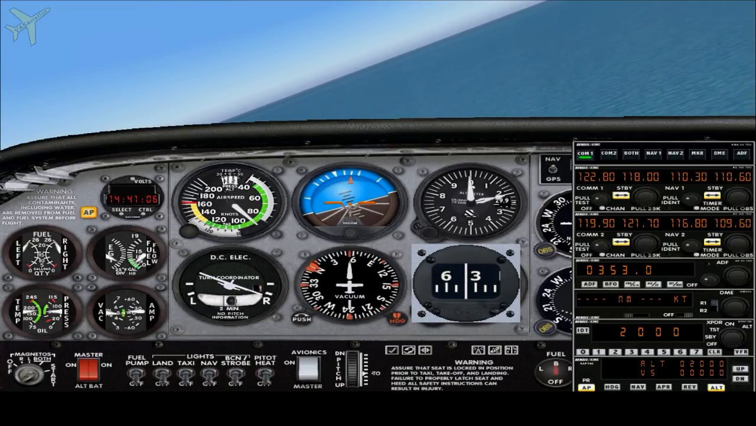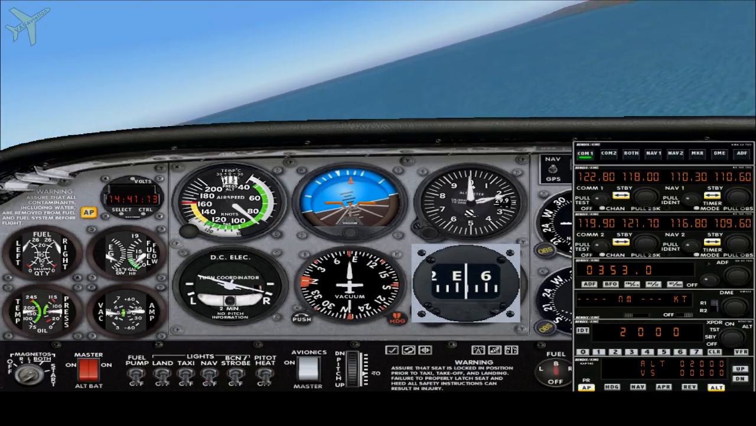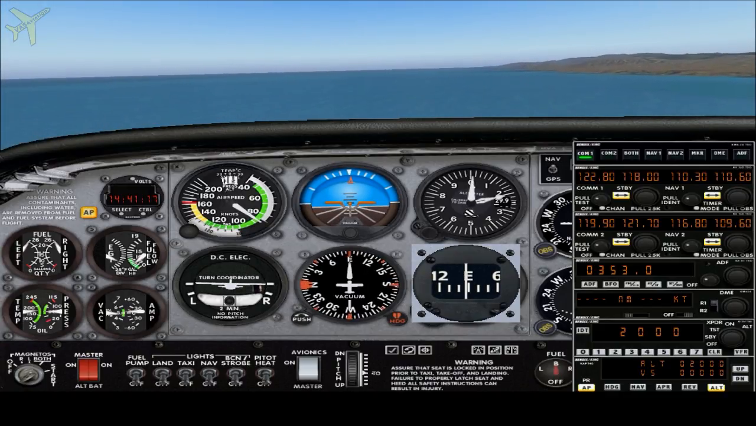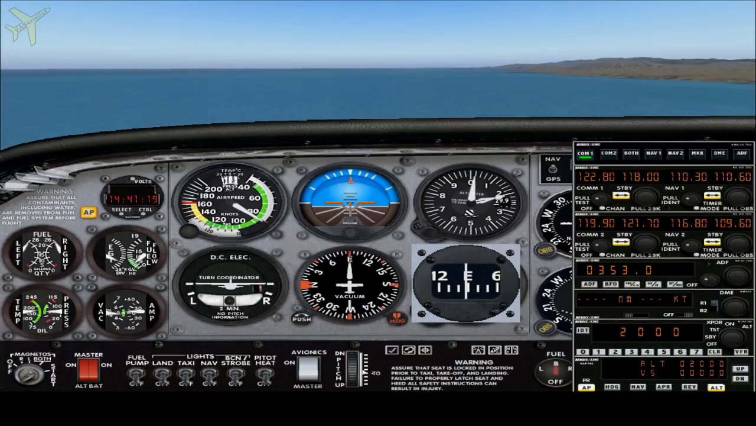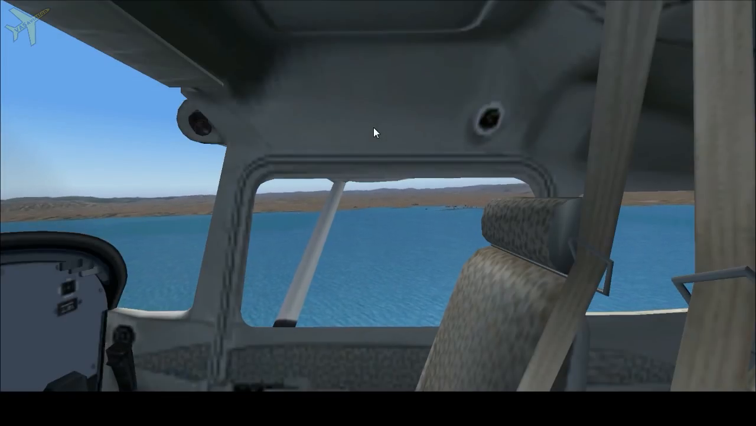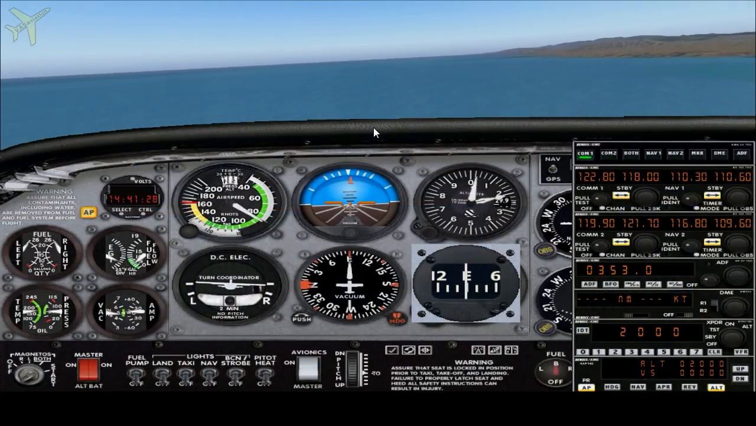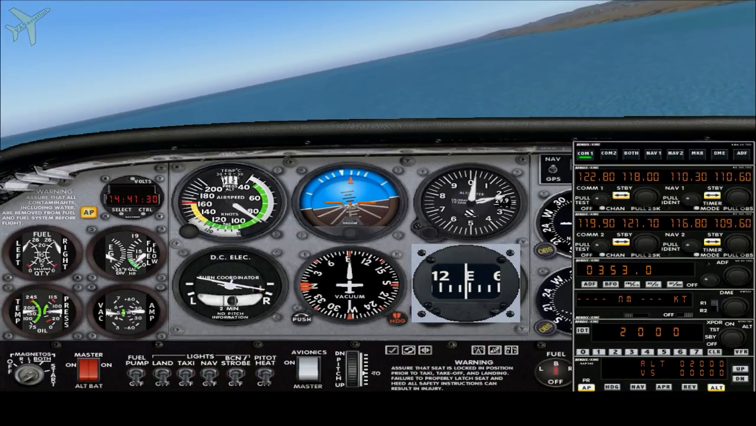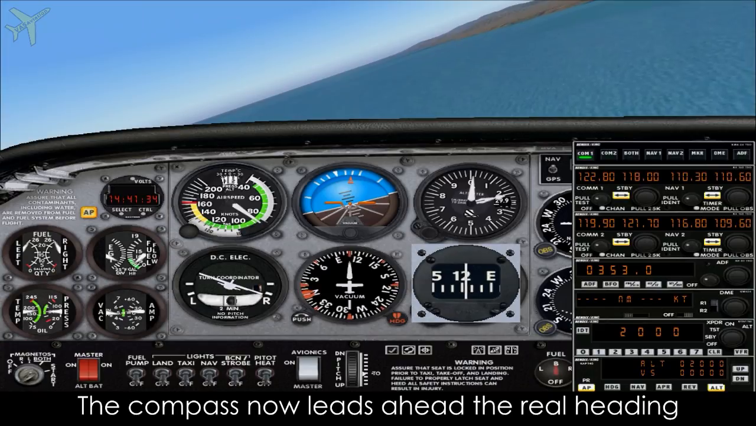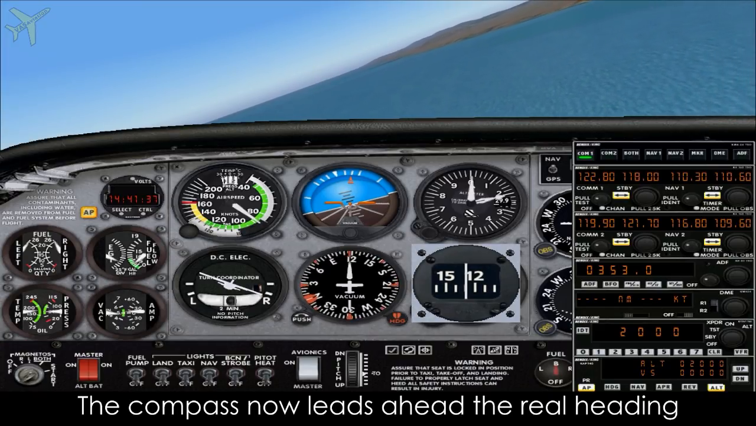The compass has lagged behind, indicated less than the real heading, between headings of 360 and 090. In case of a left turn, the compass would have lagged, indicating more than real. Once we pass east or west and continue heading south, now we are in southern headings, the opposite happens. The compass will not lag behind, but lead ahead of the real current heading.